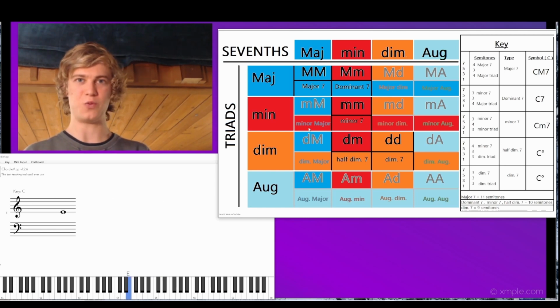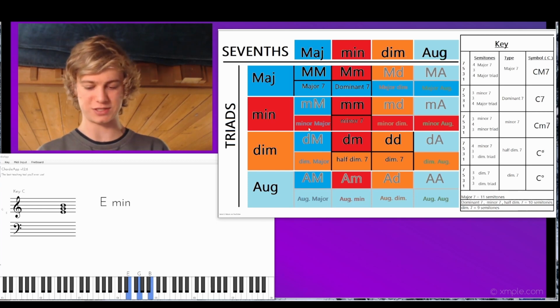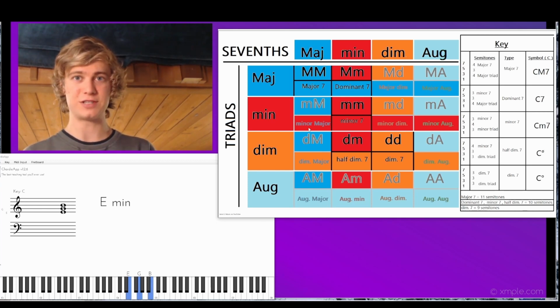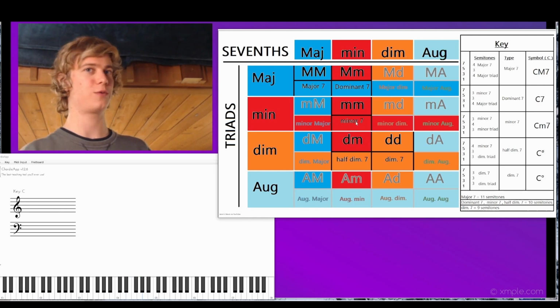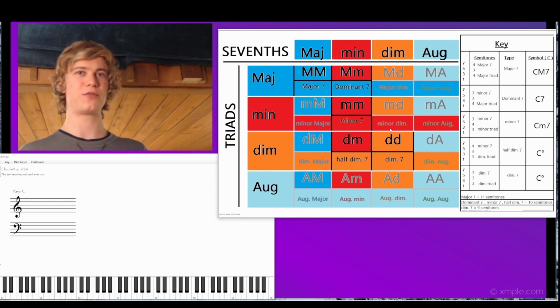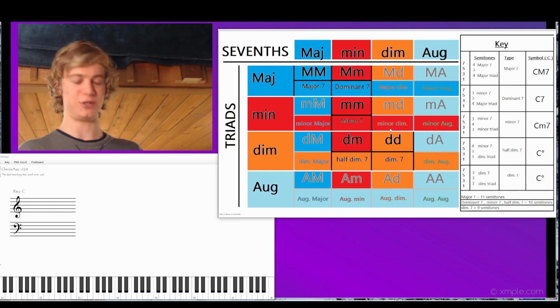In other words, from your 1 to your 3, you have 3 semitones. From your 3 to your 5, you have 4 semitones. Then from your 5 to your 7, you have another 4 semitones. Okay, we go over one. We already went over what a minor 7th is. That's a minor triad with a minor 7th on top of it. Let's go over one more from there, and we have a minor diminished 7th.